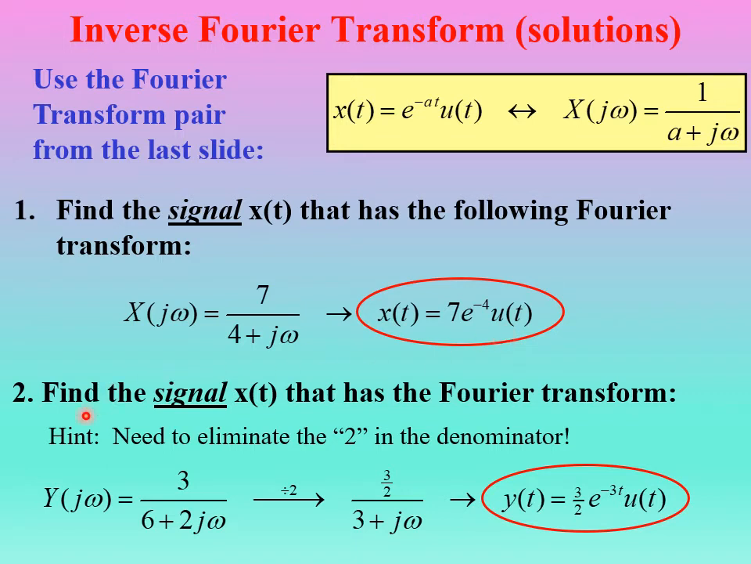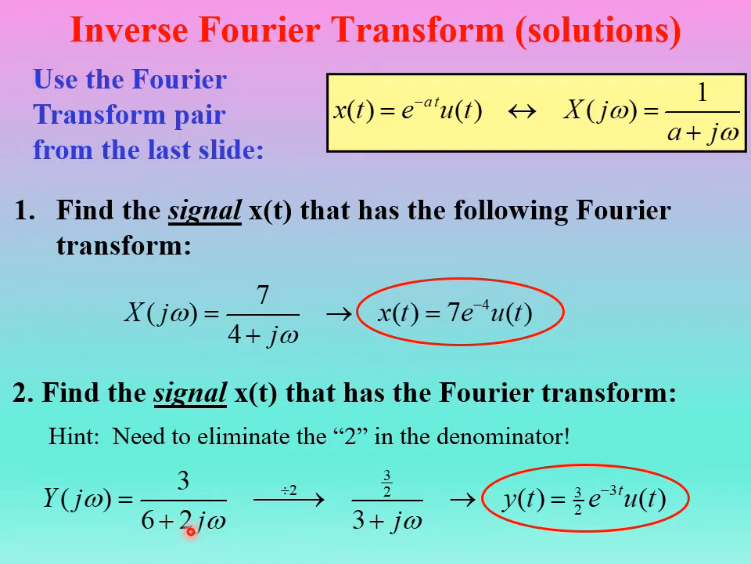Now, the second one was a little trickier. Here was the given Fourier transform, 3 over 6 plus 2 j omega. We have to get rid of this 2 here in order to get it in the form shown up here. The way to do that is simply divide every term by 2. And of course, you're allowed to do that because if you divide the top by 2 and the bottom by 2, you basically do not change the function at all. So the top becomes 3/2, or 3 over 2. And on the bottom, 6 divided by 2 gives us a 3.